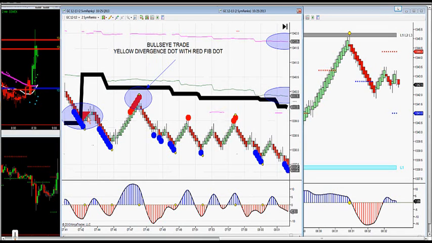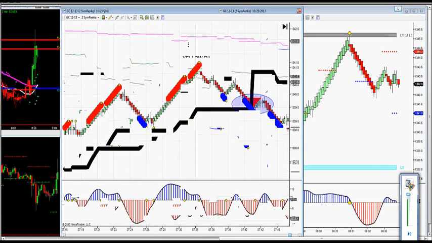5-minute was down. There's your triangle. There's your bullseye dot, right? So you can use it as a standalone or both.